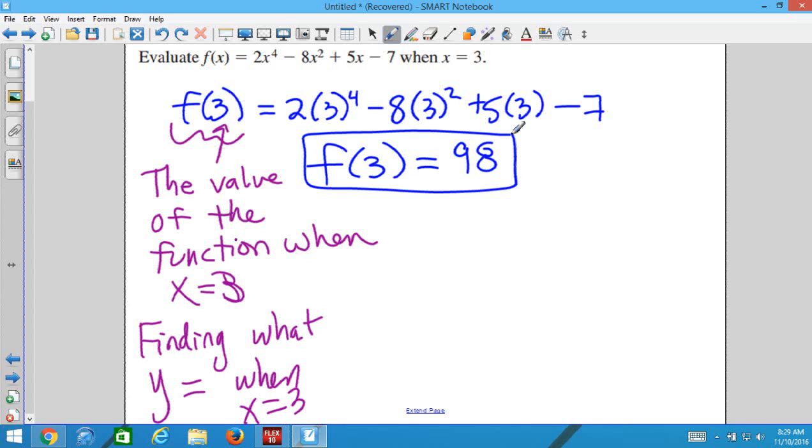Okay, so when you show work, the minimum amount of work that you need to show is what I wrote in blue. So the minimum amount of work would be that you plugged in the 3 into every term and you showed that, and then you have the answer. That's the minimum amount of work that you need to show.